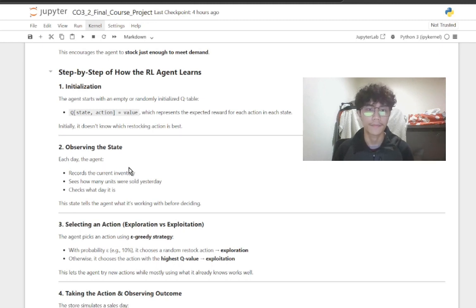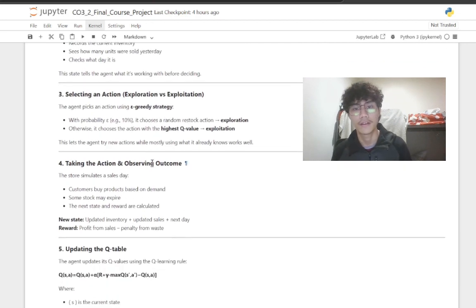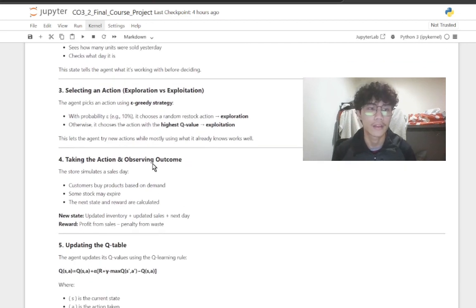This is a critical step where the agent must decide whether to exploit its existing knowledge or explore new possibilities. And this uses an epsilon-greedy strategy. Most of the time, with high probability, it will exploit what it knows by choosing the action that its Q-table says will lead to the best reward. But occasionally, with a small probability, it will explore by choosing a completely random action. This exploration is essential for discovering new and potentially better strategies it would never have tried otherwise.